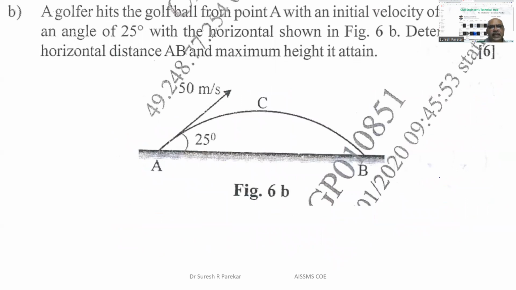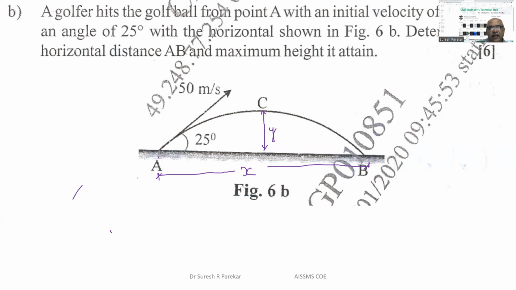A golfer hits the ball from A with initial velocity 50 meters per second at an angle of 25 degrees. Determine the horizontal distance AB. We have to find this distance AB, so I will mention it as X. And the maximum height, I will say this will be Y, maximum height. So again, we have to go with the same fashion. I already mentioned it to you. I will take it on the next page.